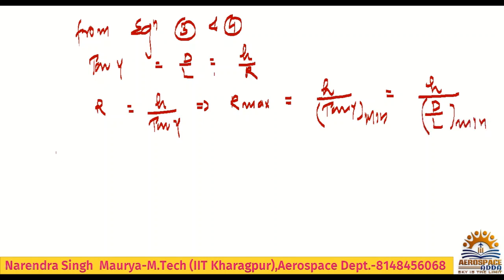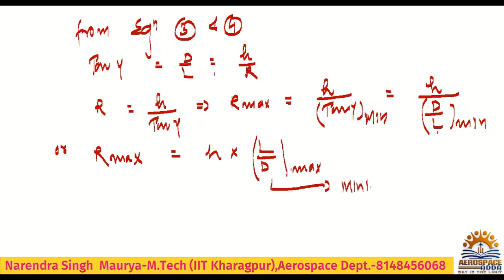The same thing you can write, R max is equal to H into L by D. You just reverse it. So L by D max, that meaning will be the same, D by L minimum or L by D max, because they are reverses of each other. If D by L is minimum, definitely L by D will be maximum, no doubt about it. This L by D max is known as minimum drag condition.